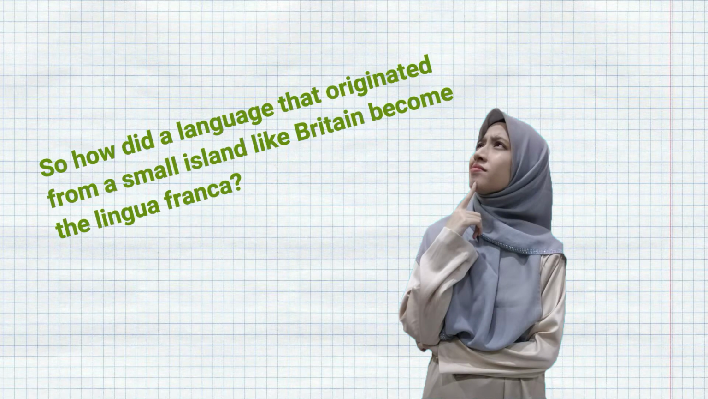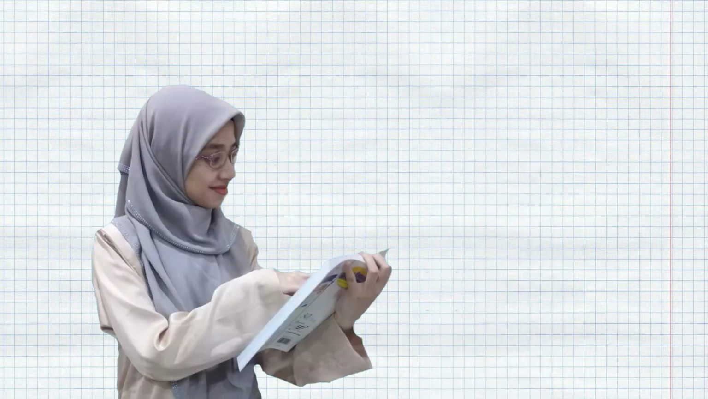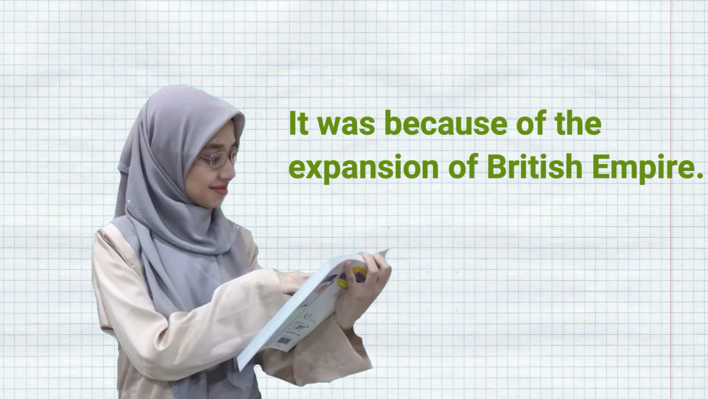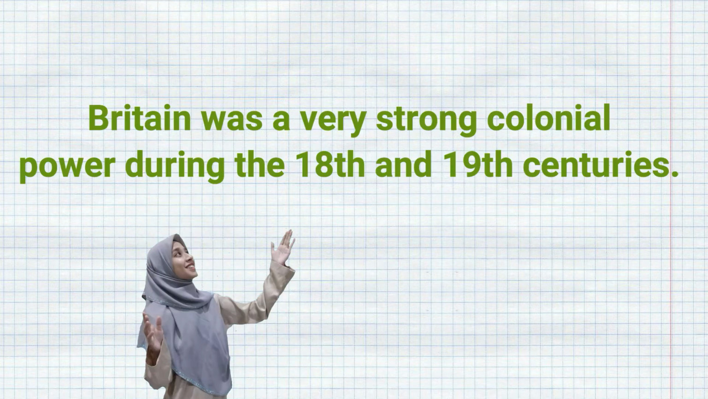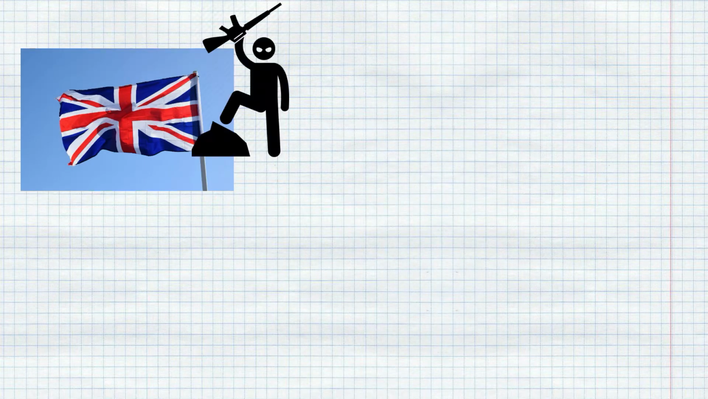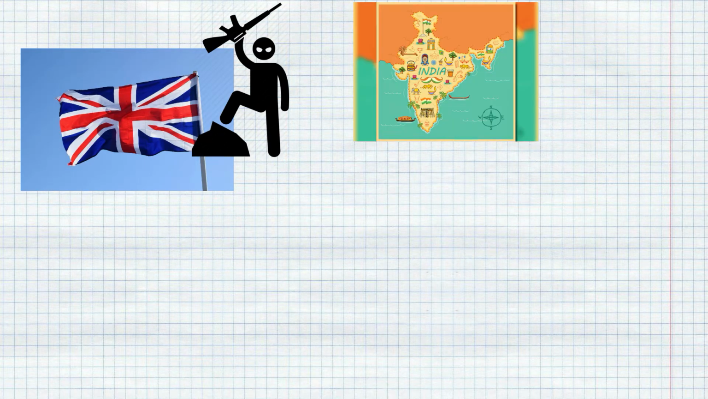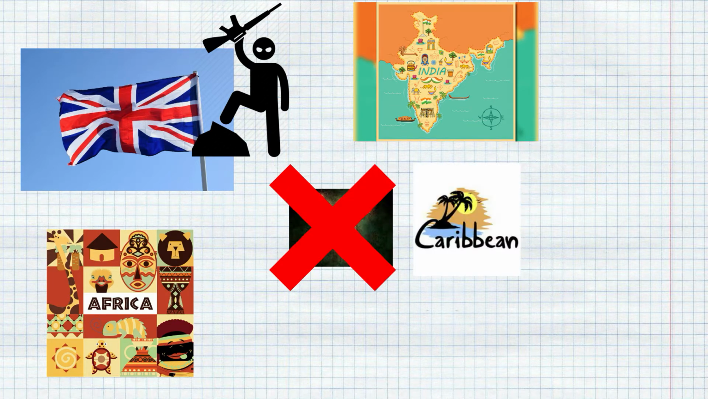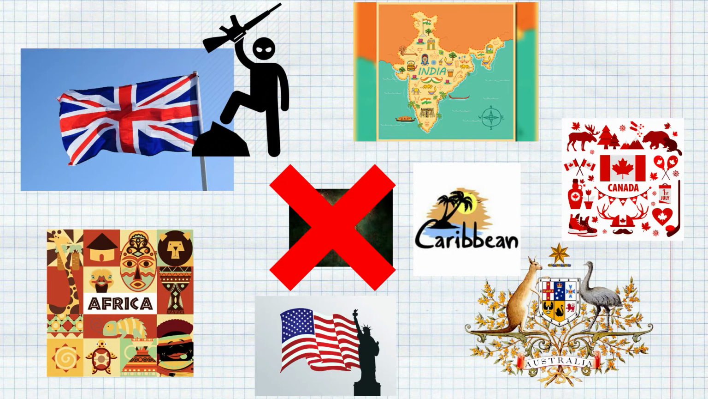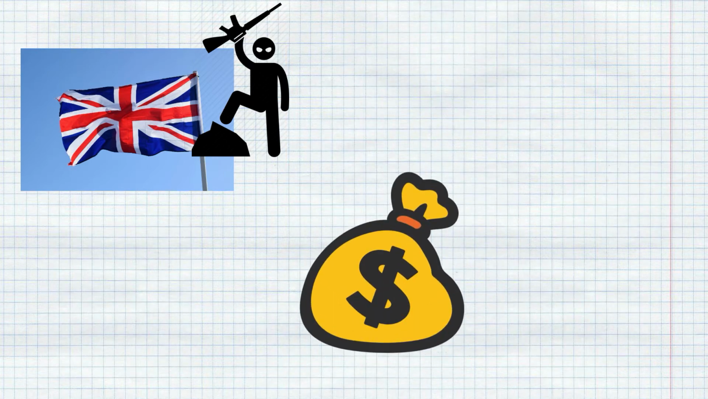So, how did a language that originated from a small island like Britain become the lingua franca? It was because of the expansion of the British Empire. Britain was a very strong colonial power during the 18th and 19th centuries. Did you know that the British had almost a quarter of the land in the world by the 20th century? When England stepped up to invade and conquer other countries such as India, Africa, the Caribbean, Canada, Australia, and what was to become the United States, it became richer and more powerful politically.